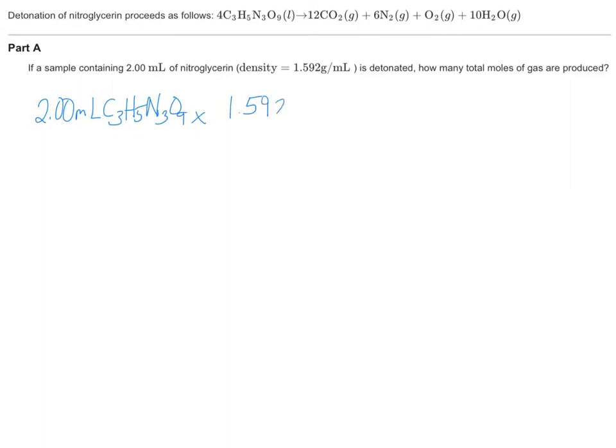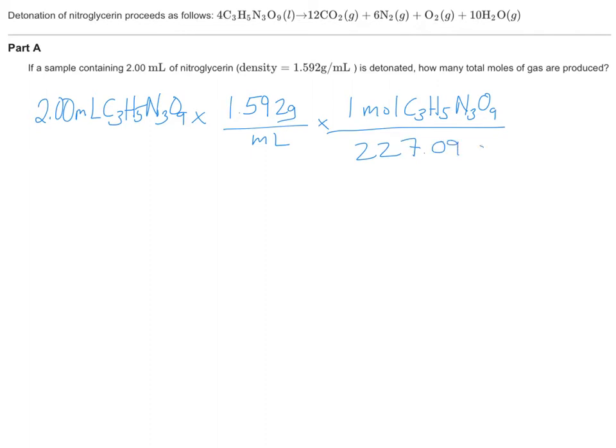products. So in any stoichiometry problem you've got to convert to moles first. And so in this case we've got to use the density to convert volume of nitroglycerin to grams, and then we use the molar mass of nitroglycerin to convert grams to moles. So at the end of this calculation we end up with the number of moles of nitroglycerin, which is 1.402 times 10 to the minus 2 moles.